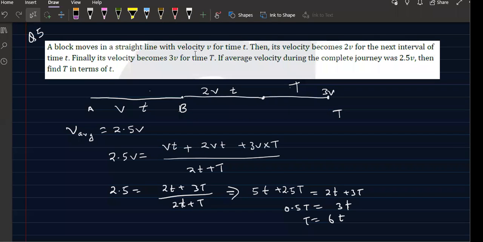So it is saying now that it started with 3v, then velocity becomes 2v in the next interval of small t, then finally it becomes 3v for time t, right?